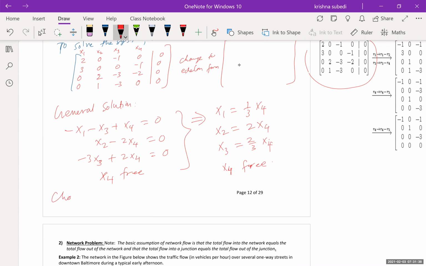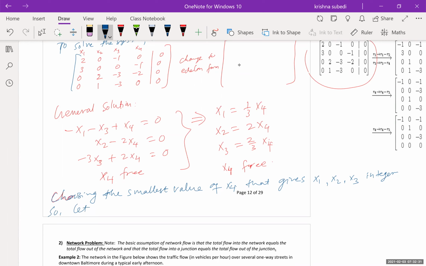Okay, choosing the smallest. In order to balance the equation, there are infinitely many possibilities, remember that. But to make things simple, I'm going to choose the smallest value of x4 that gives x1, x2, x3 integers. And one of them would be, I believe, x4 is 3. Okay, so let x4 equal 3. Let us suppose that x4 equals 3.